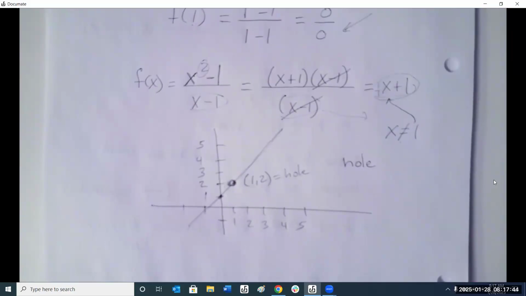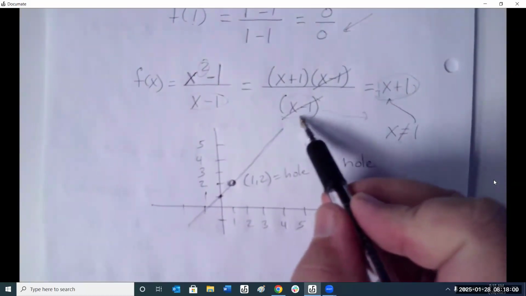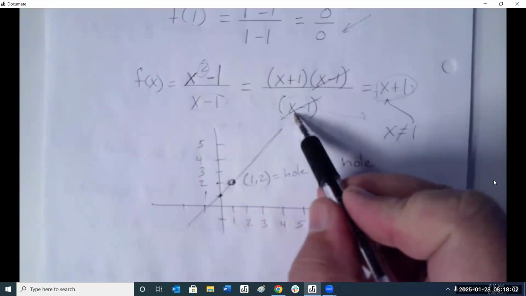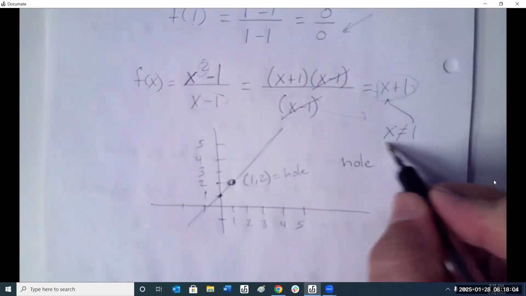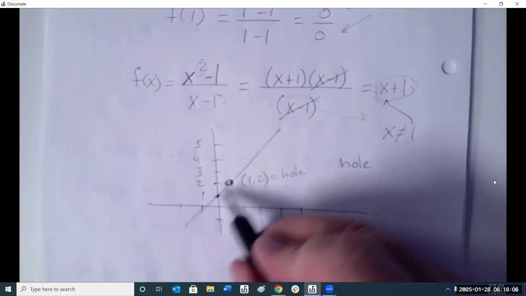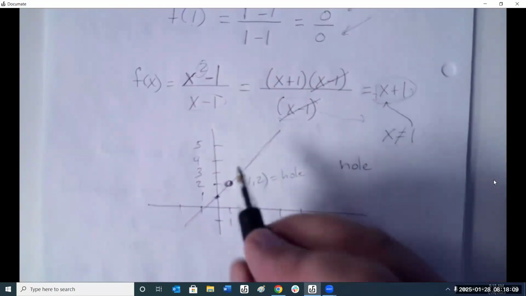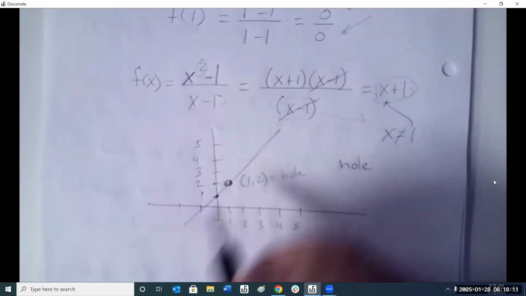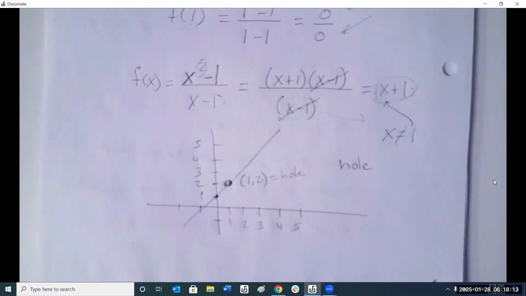Did you not learn that in algebra? Whenever you have a rational expression and you cancel the denominator with the numerator, that's called a removable discontinuity, because x cannot equal 1 on the bottom. So when I remove it, the graph looks like this equation, but I cannot use that value there. But that's okay.